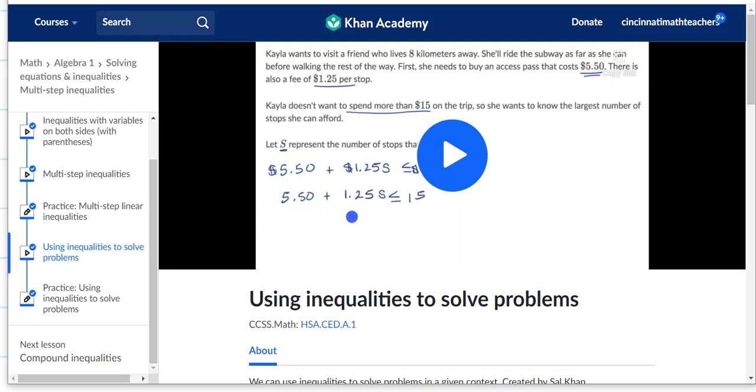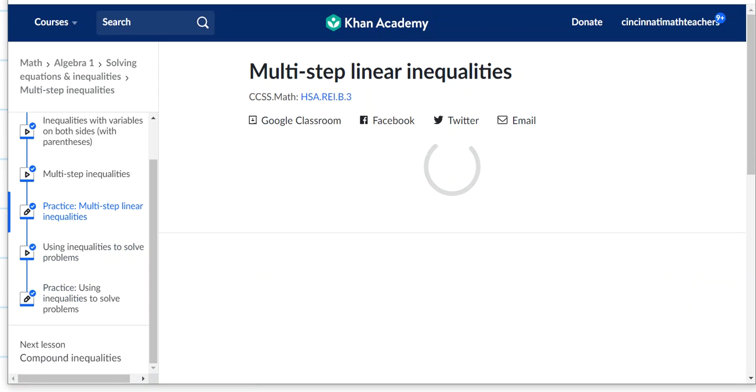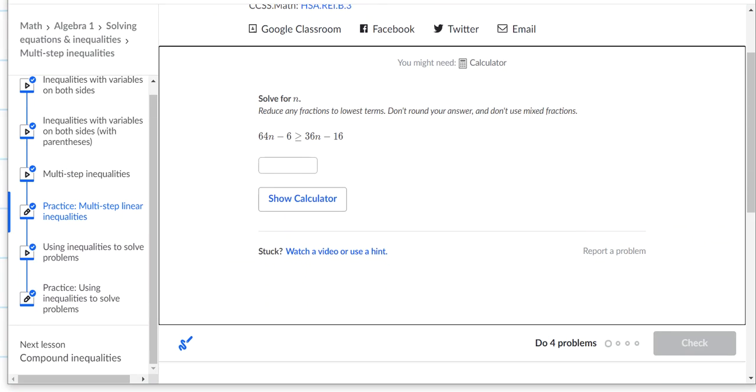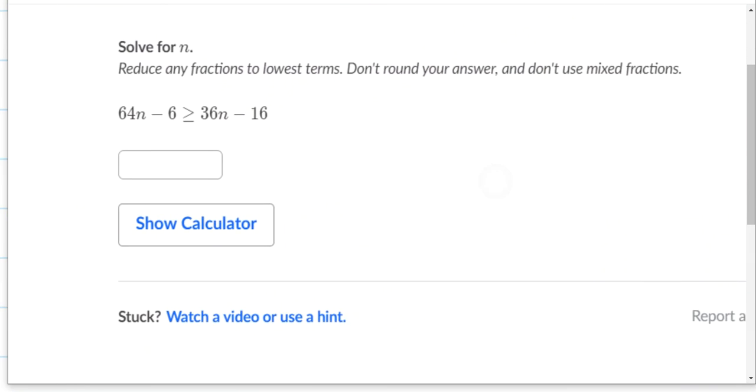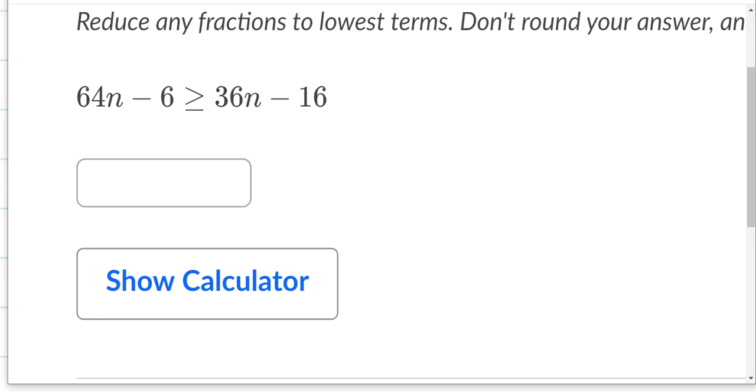So let's take a look at problem number 1 here. Using inequalities, whoops, skipped ahead there. This is the one we're on, practice multi-step linear inequalities. So here's my first example. Reduce any fractions to lowest terms, the instructions say. Don't round your answer and don't use mixed fractions. So 64n minus 6 is greater than or equal to 36n minus 16.